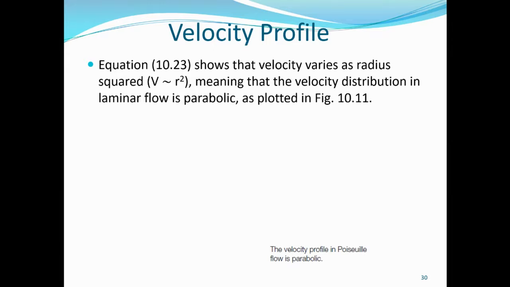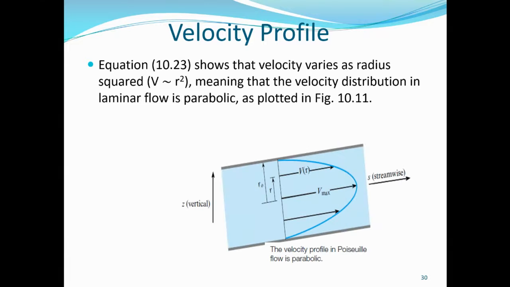Meaning that the velocity distribution in laminar flow is parabolic. So that's why we draw the parabolic shape. Like I told you, we have been drawing this parabolic shape, but this gives us the mathematical proof on why we draw it. This is V_r, which is the general velocity at any distance r, and this is r naught, the pipe radius, and this is the maximum velocity at the center line.